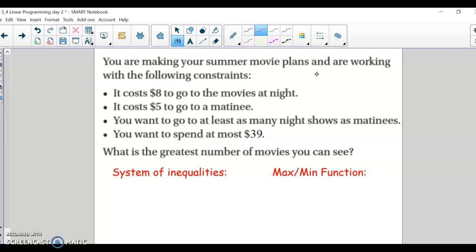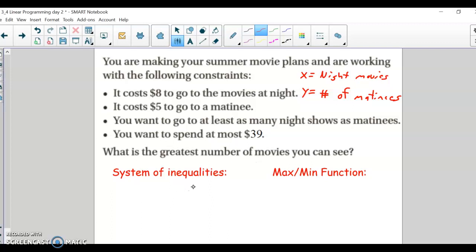Okay, so I'm going to give you one quick hint on this. So your 2 variables, right, x and y, are going to be the number of night shows and the number of matinees. And it doesn't matter which is which. So I'm going to just say x is going to be the number of night movies, how many you go see, and then y is going to be the number of matinees. Okay, and see if you can come up with everything you can. Pause the video and try and come up with everything you can here, and then I'll go through it with you.